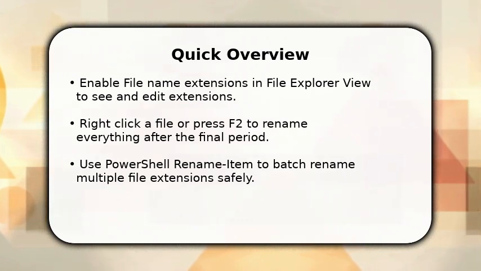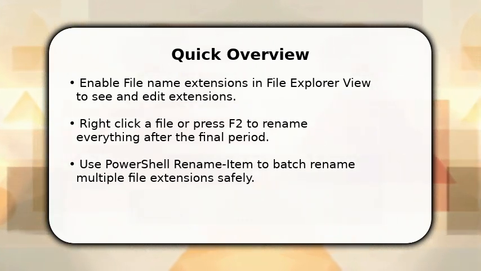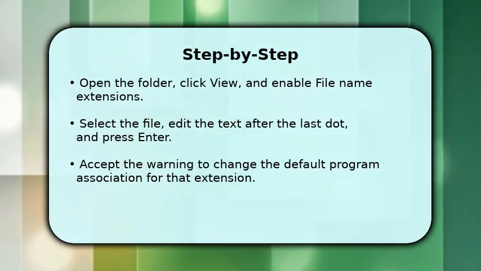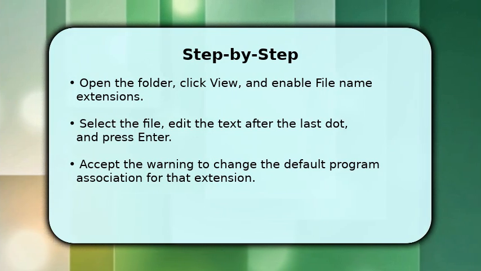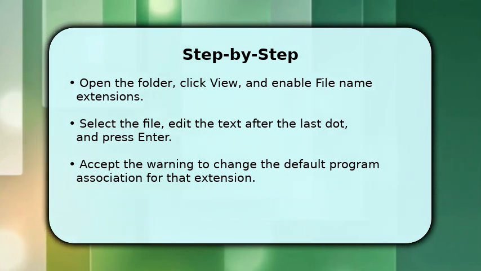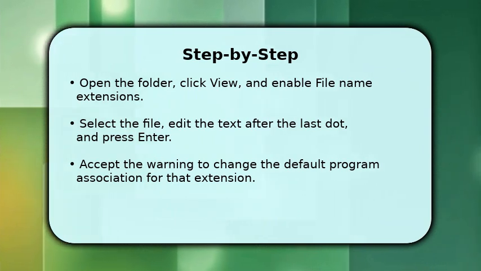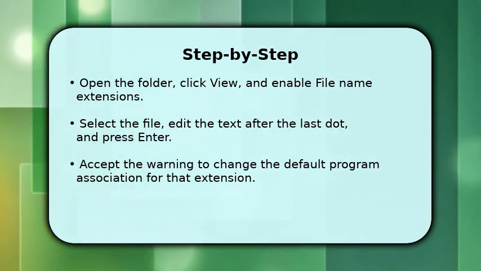Begin by opening File Explorer and navigating to the folder with your file. Click View and check File Name Extensions to reveal extensions. Select the file, press F2 or right-click Rename, then edit the text after the last period. Press Enter and accept the warning to change the program association.